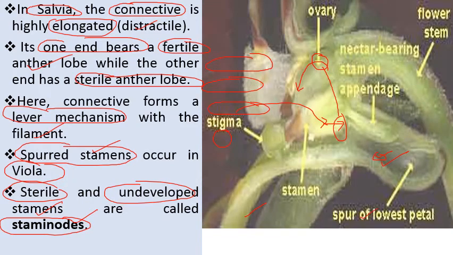So this is the spurred stamen. This is the stamen of viola, which is spurred. It is not clearly visible, but in case of viola, it is spurred stamen.